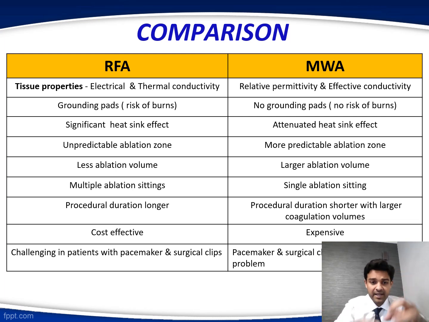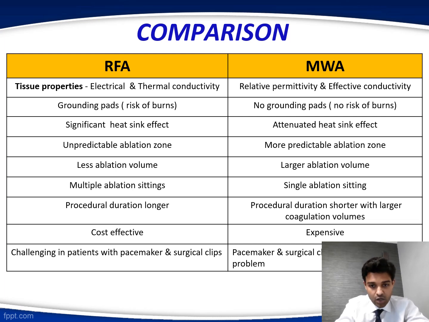Due to the heat sink effect, the ablation zones are smaller in volume, and like I showed you before in the graph, there's no gradual increase in the temperature along with the time. So the ablation zones are smaller in RFA and larger in microwave ablation. Because of this, multiple ablation sittings might be required in RFA, where the patient has to come for many repeated sittings, whereas microwave is more effective, so a single ablation sitting is required.